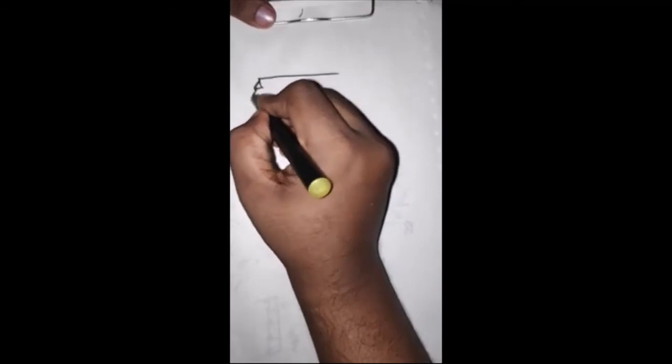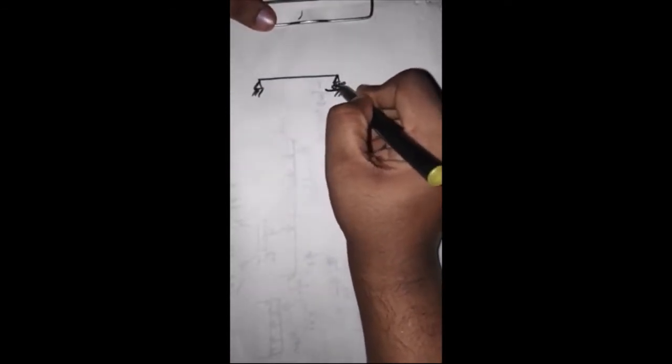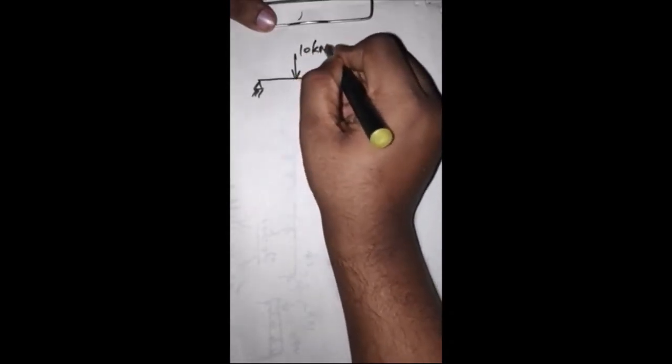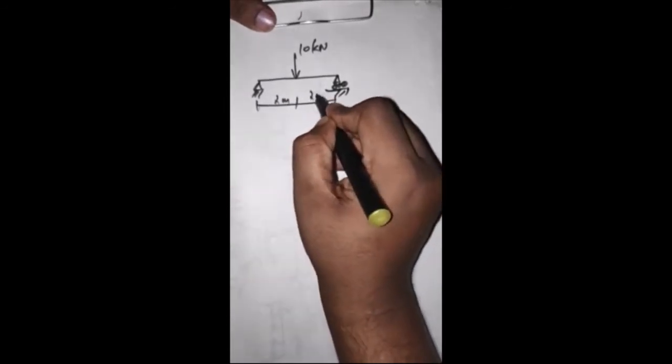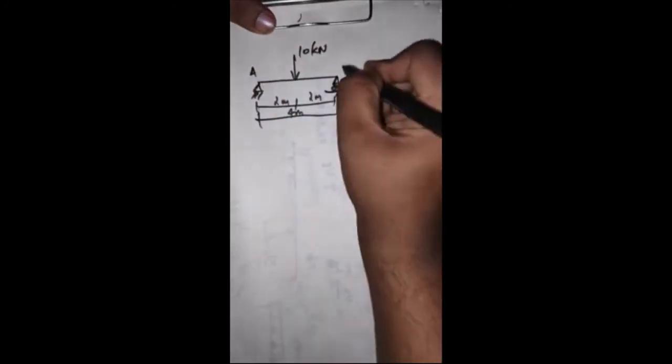So we have a simply supported beam, acted upon by a 10 kilonewton force. Then 2 meters and 2 meters, that is, the total span is 4 meters. This is our question. Let the supports be A and B.